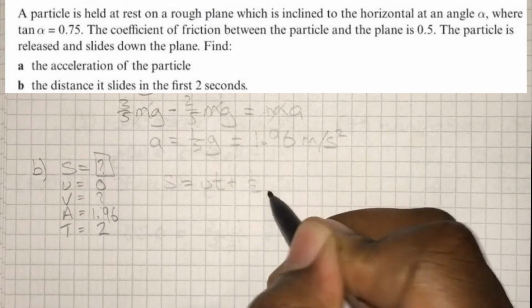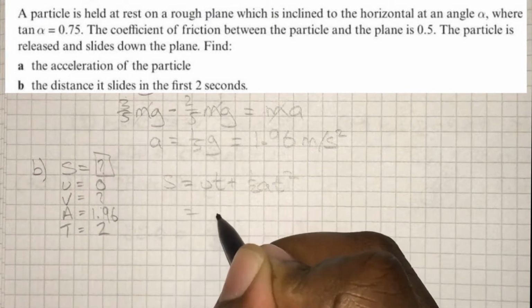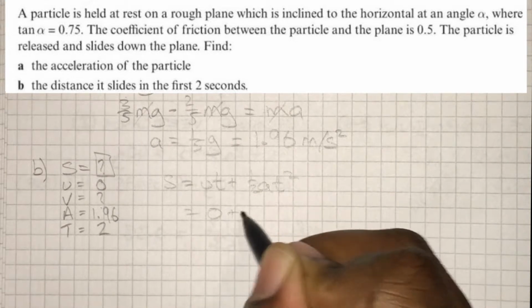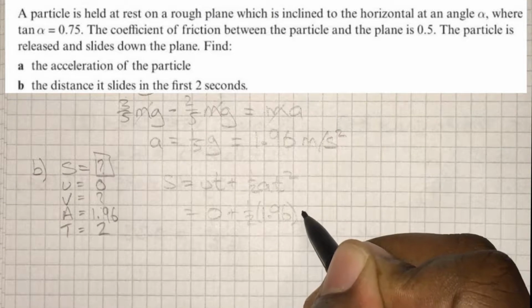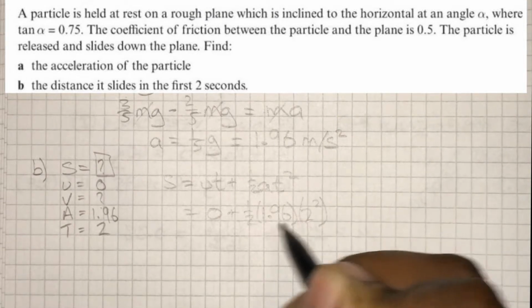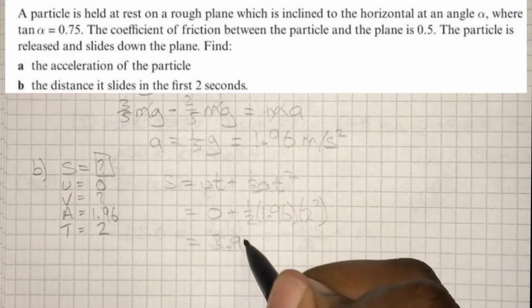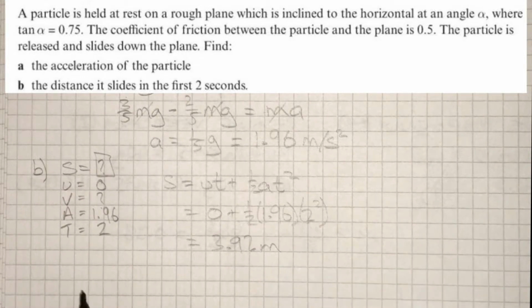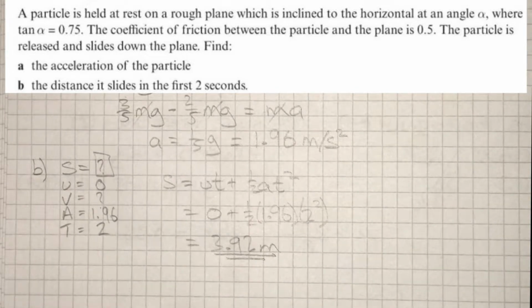Which formula should we use? S equals ut plus half at squared. So substituting in those values, we get that the displacement is half of 1.96 multiplied by 2 squared. And that ends up being 3.92 meters traveled in those first 2 seconds.